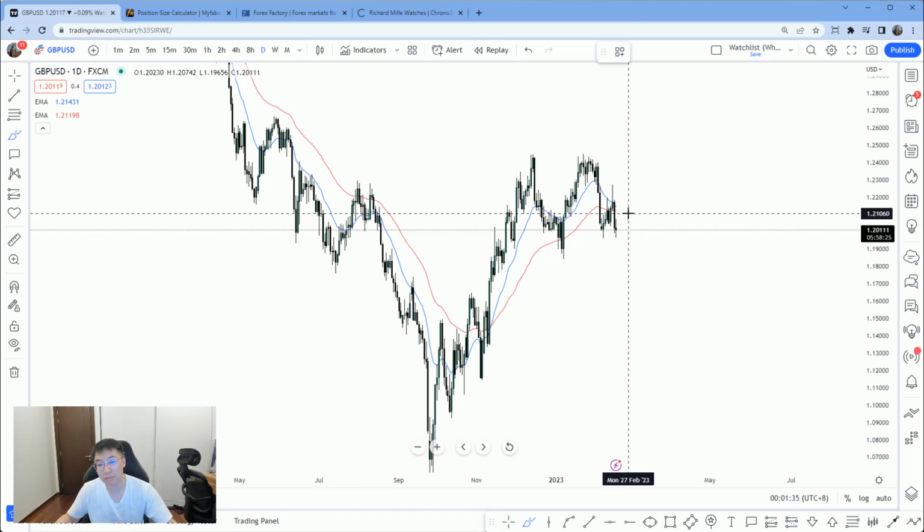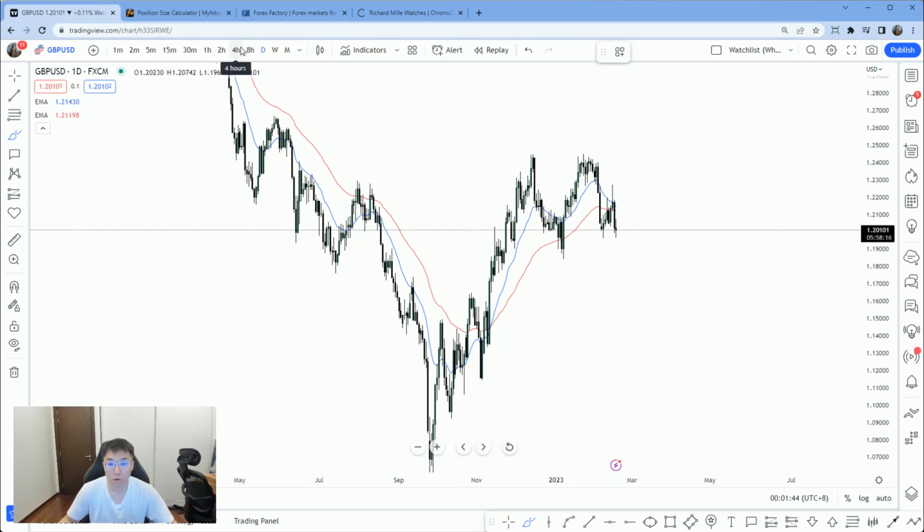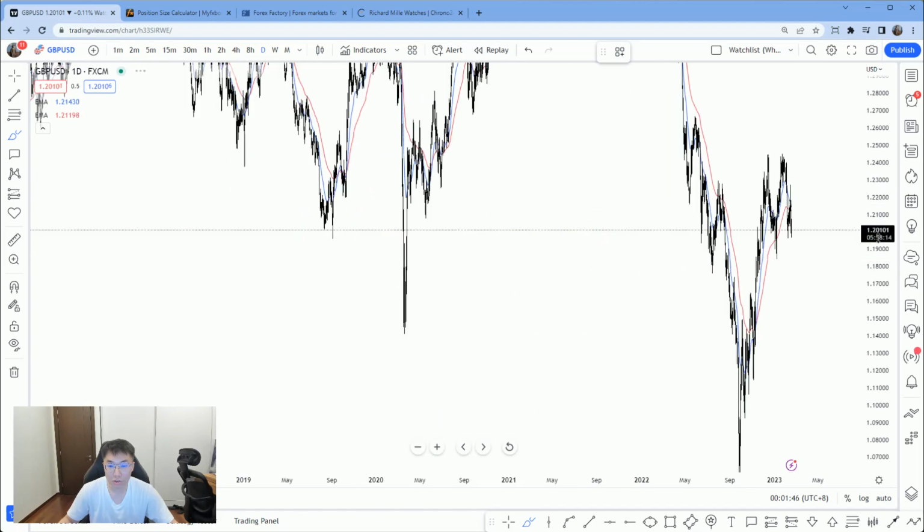So when the 20 is above the 50, I will only be looking to go long because I want to lean towards the higher probability of outcome. Then I start dropping down to the, sorry, not yet.